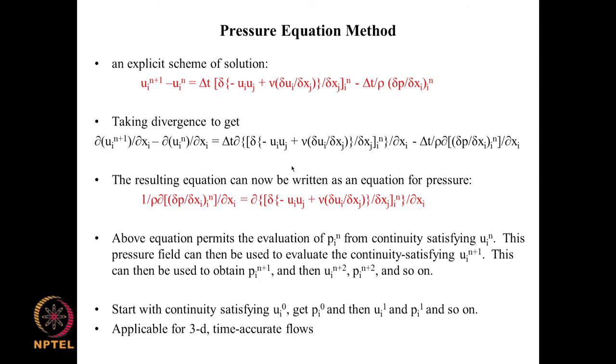In the stream function vorticity method, we completely eliminated pressure, and it is not necessary for us to evaluate pressure in order to get U and V. In fact, if you are not interested in P, then you need not evaluate P. You can get Uin plus 1 and Vin plus 1 without having to compute pressure. But here we have to compute pressure, and we are doing it in a hopscotch manner.